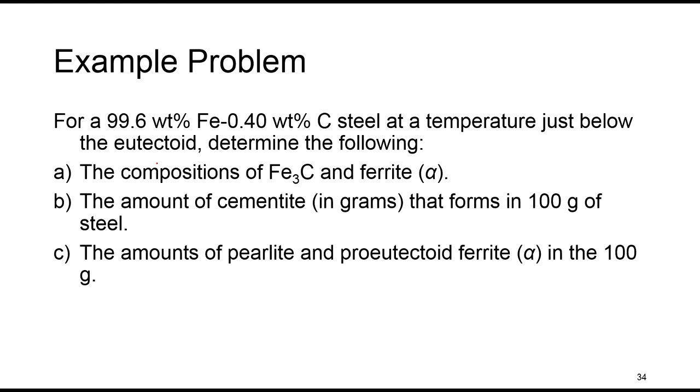Let's have a look at this example for a phase diagram of iron-carbon. Just below the eutectoid point, we want to determine the composition of some of the phases. We want to know the amount of these phases, and we want to know the amount of pearlite in the 100 gram of the alloy. So we can work it out in the class and talk about it in the class.